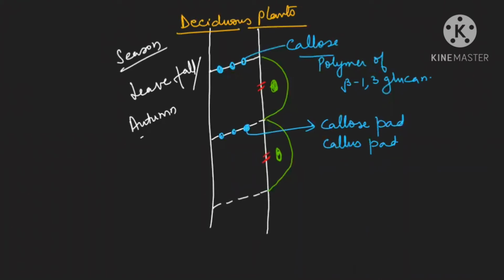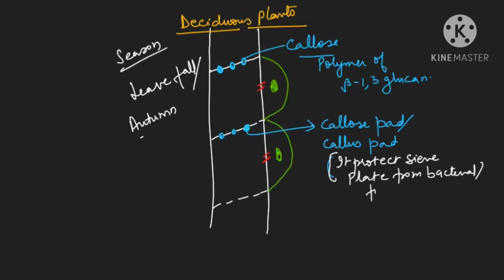Another thing is this callus pad that they are making. It is useful in preventing the spreading of fungal infection. So you can say another role is that it protects the sieve plate from bacterial infection or spreading of fungal infection, bacterial or fungal infection.